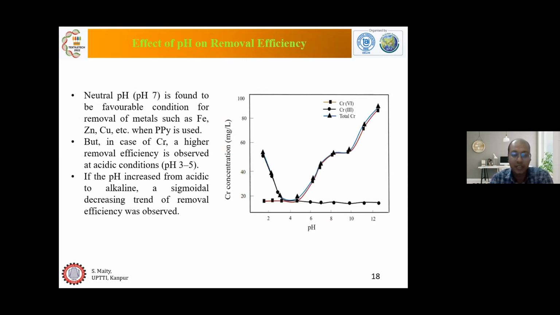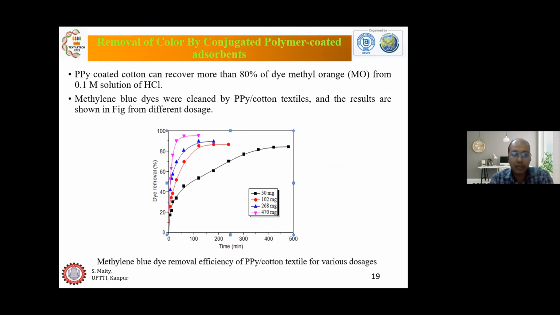Now effect of pH. Generally everybody wants to use neutral pH, and it has been observed that zinc, copper, and iron can be removed at neutral pH. But when you are going for removal of chromium, acidic pH is favorable. Then removal of color. We have also experimented on the removal of color. The methyl orange can be efficiently removed from the solution by using those adsorbents. That result is also presented here.